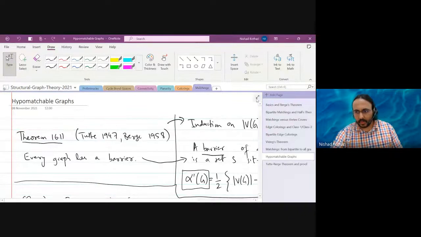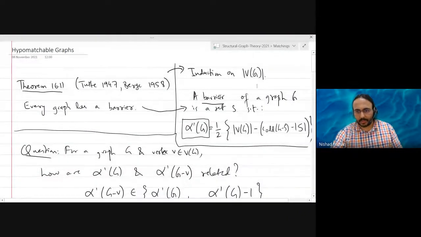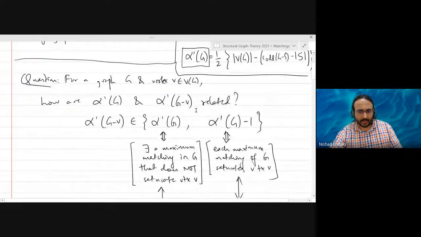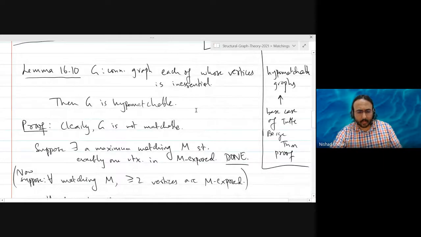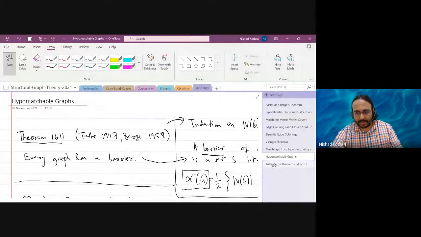So today we will complete the proof of the Tutte-Berge theorem, right? And as you will see, we actually did the most difficult part in the last lecture. In particular, we talked about hypomatchable graphs, and we showed that these are exactly those connected graphs where each vertex is inessential, right? And it turns out that this is actually the most important case of the proof we are going to do. And it's already done because in hypomatchable graphs, finding a barrier is quite easy.